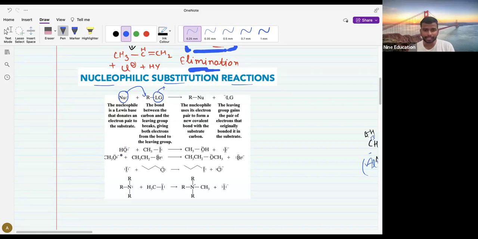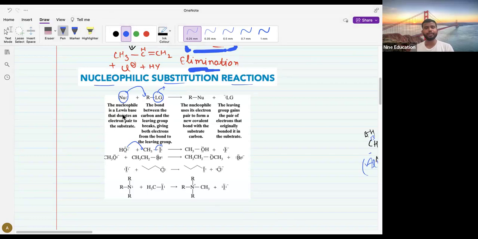Let's take an example. OH minus comes, attacks the carbon atom, and removes the I minus from here. This only is known as a nucleophilic substitution reaction.